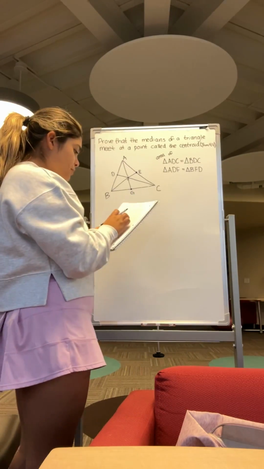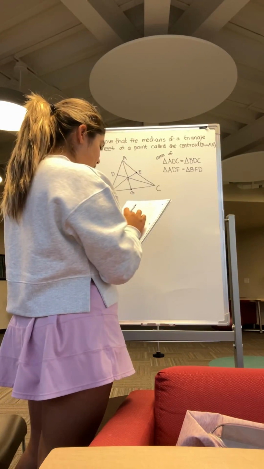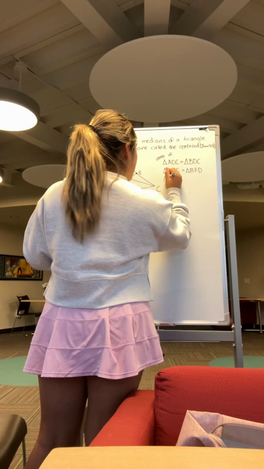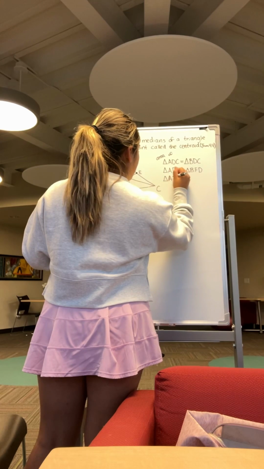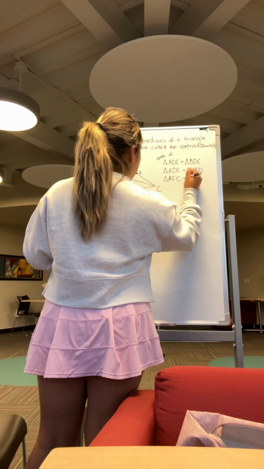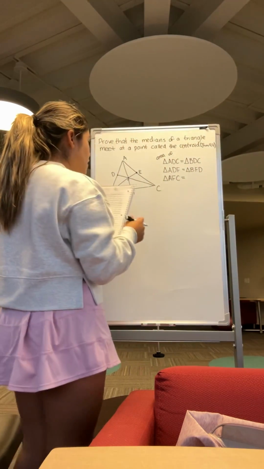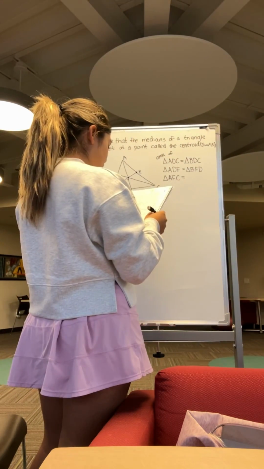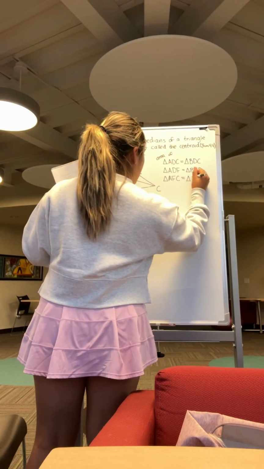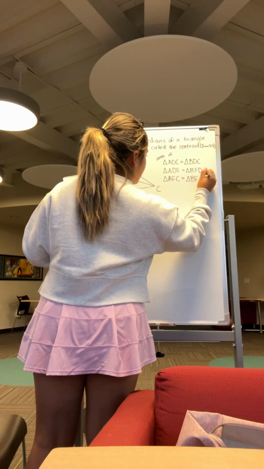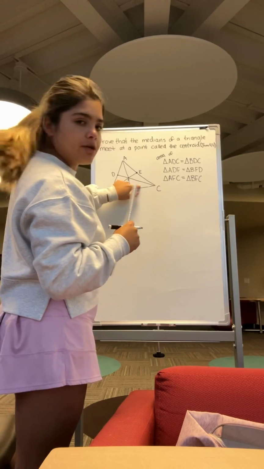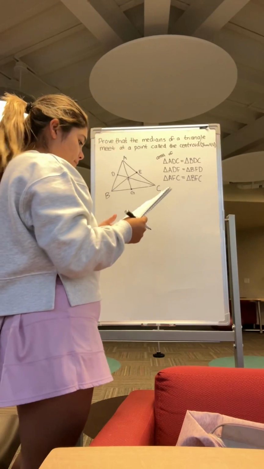Then we say that the area of triangle AFC is also the same as the area of triangle BFC. So this triangle and this triangle. Okay.